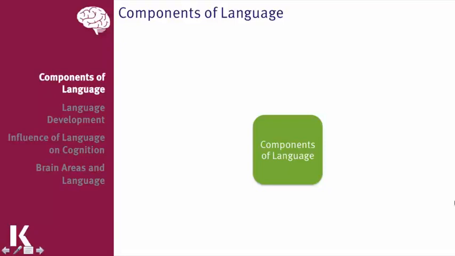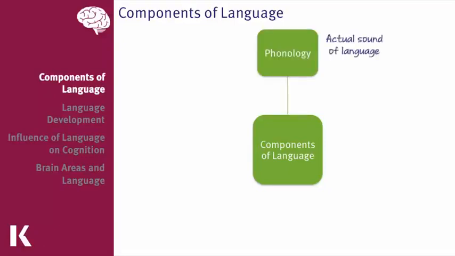Language can be broken down into 5 components. Phonology is the sound of a language. For example, the letters that compose an alphabet have various sounds associated with them, or pronunciations. These speech sounds are called phonemes. There are about 40 of these in the English language and many more in other languages, and these speech sounds compose the phonology of a language.